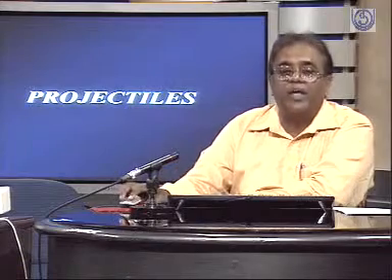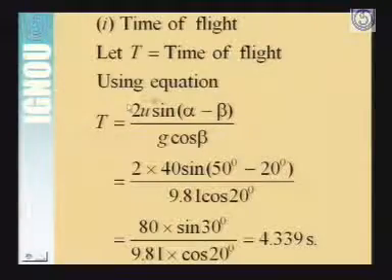what we are getting. As regards the time of flight is concerned, let t be the time of flight using this equation t, that is twice u sine alpha minus beta over g cos beta. So here u is already given, alpha beta are already given, and g is 9.8. So we can substitute the values of u, alpha and beta and get the value for the time of flight. So twice u sine alpha minus beta divided by g cos beta.